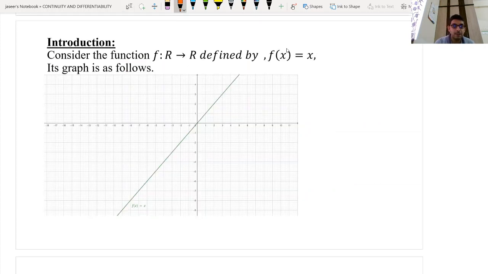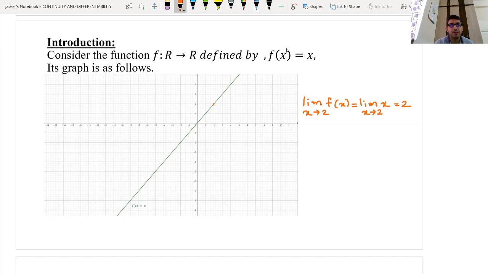Now let us go back to the first example. If you take any point in the domain of this function, which is defined from R to R, say x equals 2, and I want to check whether it is continuous at x equals 2, I have to see the limit as x tends to 2 of f(x). Here f(x) is x, so the limit as x tends to 2 of x is equal to 2.